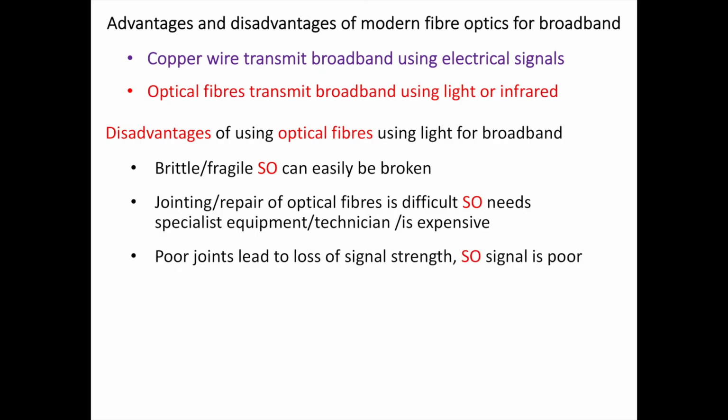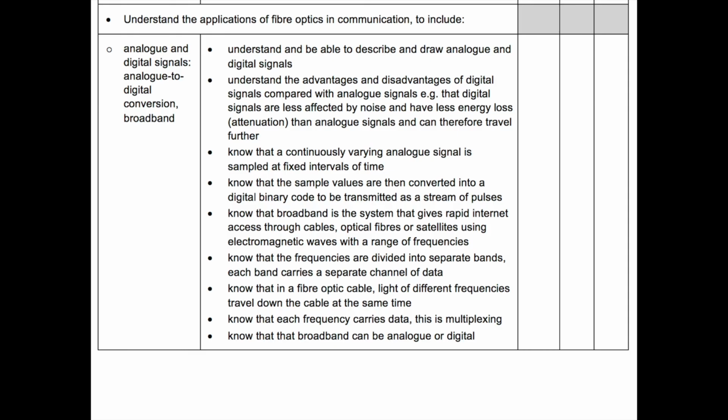Finally, when you do join fibre optics together to make longer fibre optics, then if the joints are poorly made, you get a loss in signal, or the signal transmitted is poor. So this now covers everything to do with analogue and digital communications and broadband and fibre optics. I'm going to leave you with the specification points here. Read through those, and you'll see that we've covered everything in this video.